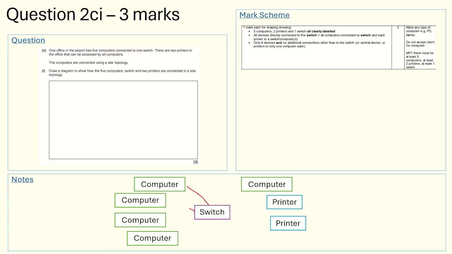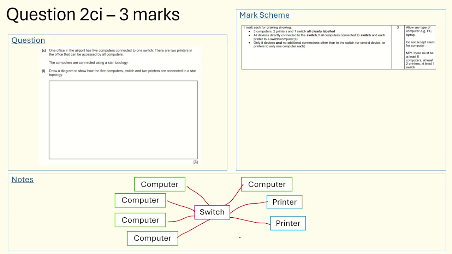So we'll just use some lines. Don't need to put any arrows on these or anything. Fairly straightforward, nice, simple diagram. And that should be for our 3 marks. So first mark is for 5 computers, which we have, 2 printers and 1 switch clearly labeled, which they are. All devices directly connected to the switch, which they are. Only 8 devices and no additional connections other than to the switch, okay, which we have here as well.